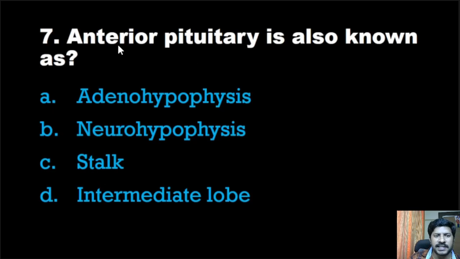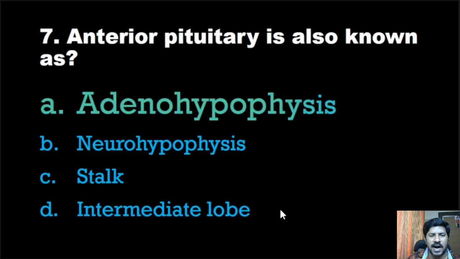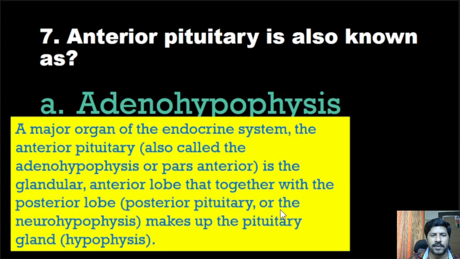Seventh question, anterior pituitary is also known as adenohypophysis, neurohypophysis, stalk, intermediate lobe. Correct answer is adenohypophysis. Anterior pituitary is known as adenohypophysis. Posterior pituitary is known as neurohypophysis. Pituitary is a major organ of the endocrine system. The anterior pituitary also called adenohypophysis or pars anterior.